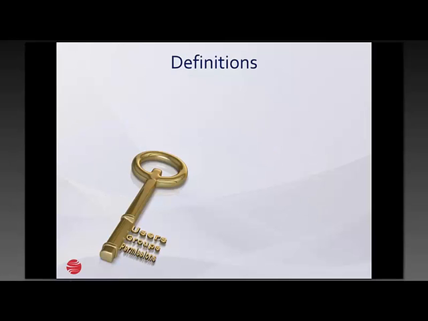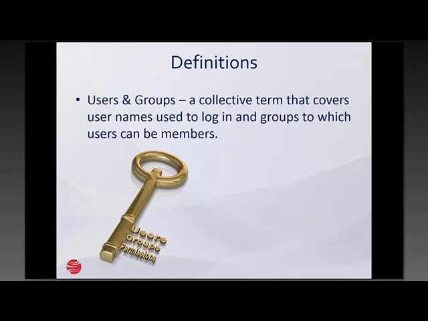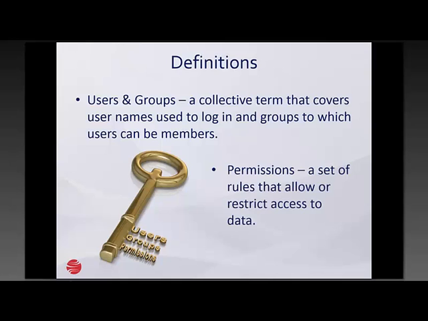So let's start by clarifying a few terms. First, let's talk about users and groups. I use this phrase collectively to cover usernames that you use to log in, as well as groups to which users can be members. Users or groups can have permissions granted to them. Permissions are a set of rules that allow or restrict access to data.